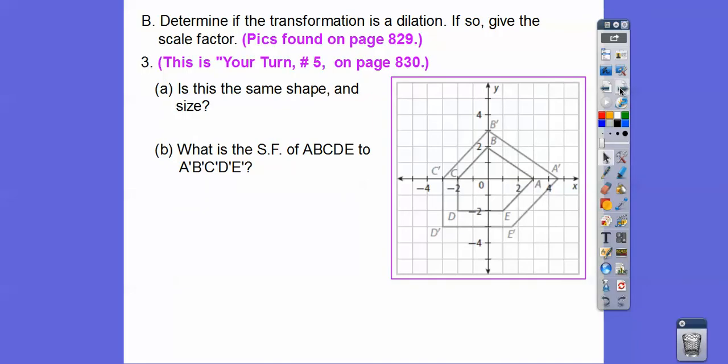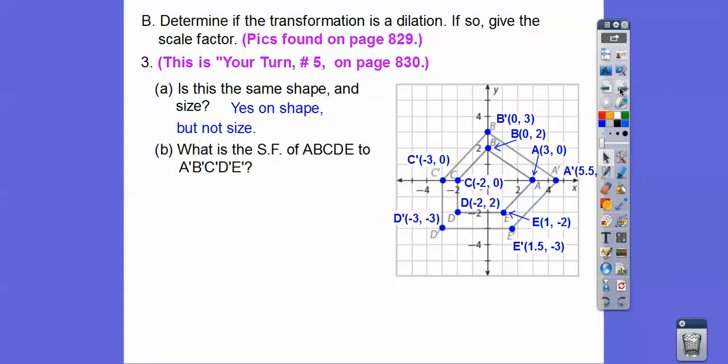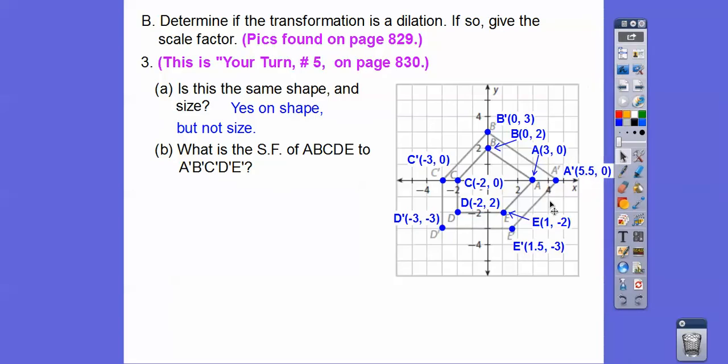How about this one? Is this the same shape and same size? Yes on shape, but it's not the same size, so what's the scale factor? Again, I like to list all the ordered pairs: 0, 2, 0, 3, 3, 0, this is 5.5, and that's a 0 right there. Then 1, negative 2, 1.5, negative 3. What's the scale factor? The scale factor is 3 to 2. It's easiest to see right here, 3 to 2. Or here, negative 3 to negative 2, which is still 3 to 2. So going from the smaller one to the bigger one, the scale factor is 3 to 2.